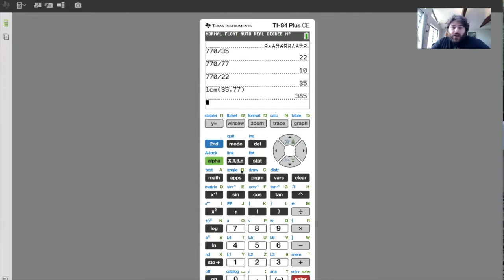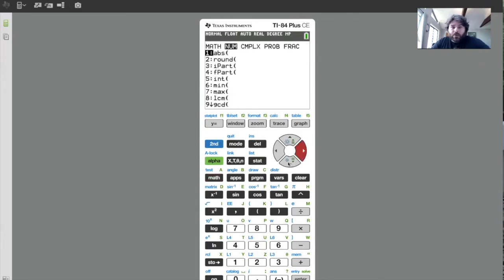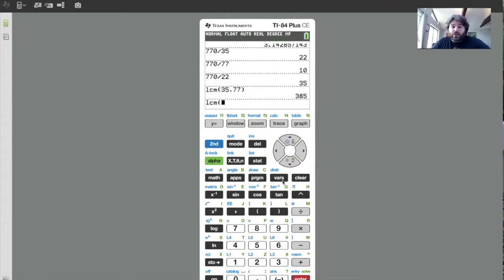Then you do that again. So math, number, 8, you find the least common multiple of the number that you just got, that 385, comma, with your third number, 22. And that's going to give you 770. So least common multiple or least common denominator in this problem, same thing. You can do it straight up on your calculator. So really, really important to know that.